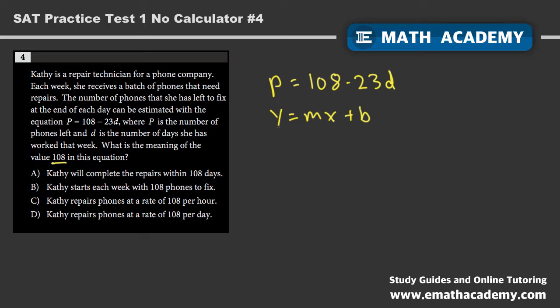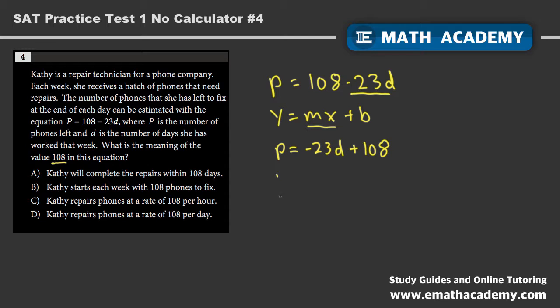In this case, our output value, which is usually y, is going to be P, which equals m times x. M is the rate of change. On the graph, it's going to be the slope. X is the input variable. And in this case, mx is going to be the negative 23D. So I'll write that here. Y equals negative 23D plus b. That's the y-intercept, or the output when the input variable is 0. And that's going to be this number, 108 is going to be plus b.